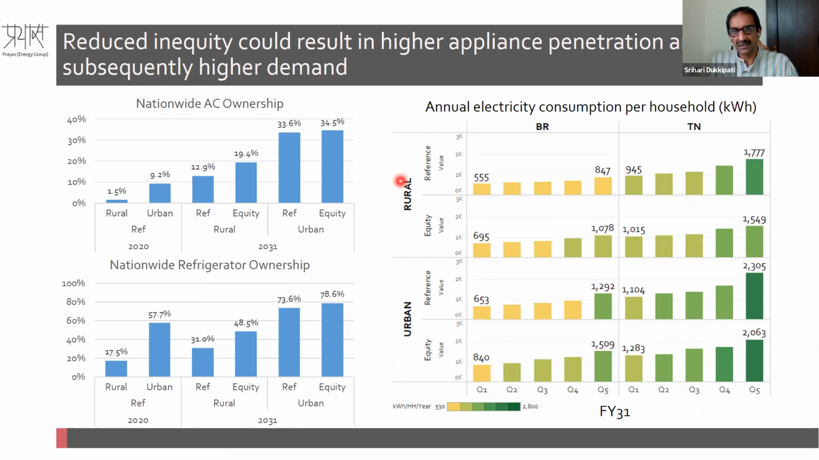And here we have compared Bihar and Tamil Nadu, where across all quintiles, the electricity consumption increases for both urban and rural in Bihar, whereas for Tamil Nadu, in urban higher quintiles, the electricity consumption comes down slightly, whereas the lower quintiles in Tamil Nadu also see their consumption increase in the equity scenario.